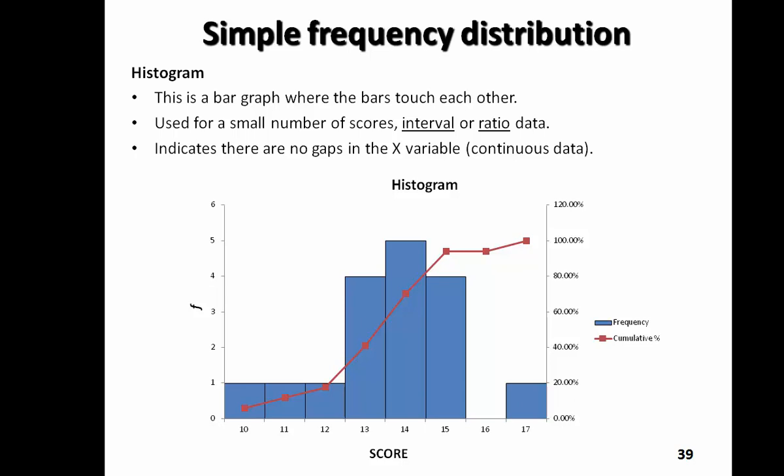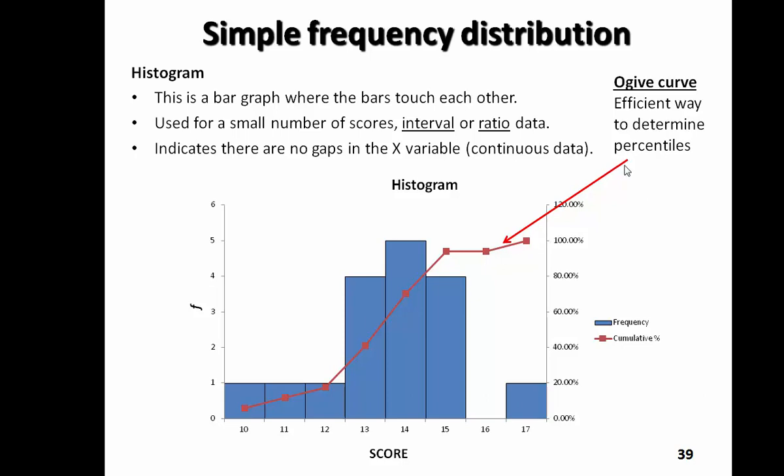And this would indicate that when the bars touch, the data that are collected are on a continuous type of scale and that there are no gaps along the x-axis here. So we see that the outcome measurement, which is the quiz score, is placed along the x-axis. One additional aspect to the histogram is what's called an ogive curve.